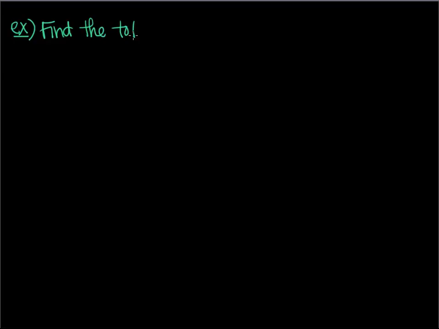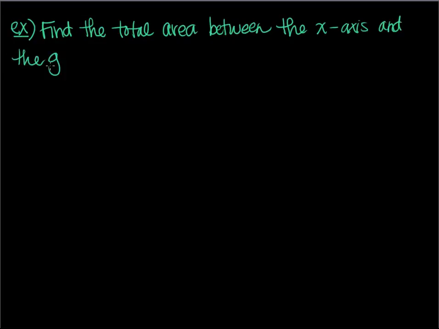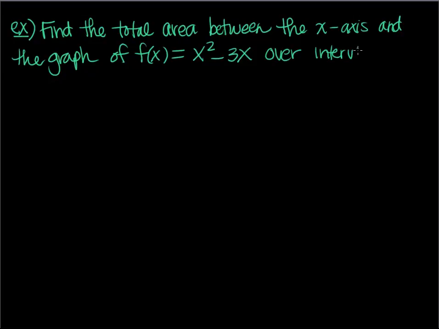The total area between the x-axis and the graph of the function. So let's look at the function f of x equals x squared minus 3x over the following intervals. We want to do a couple of intervals here. The first interval: I want to look at x equals 0 to x equals 3.